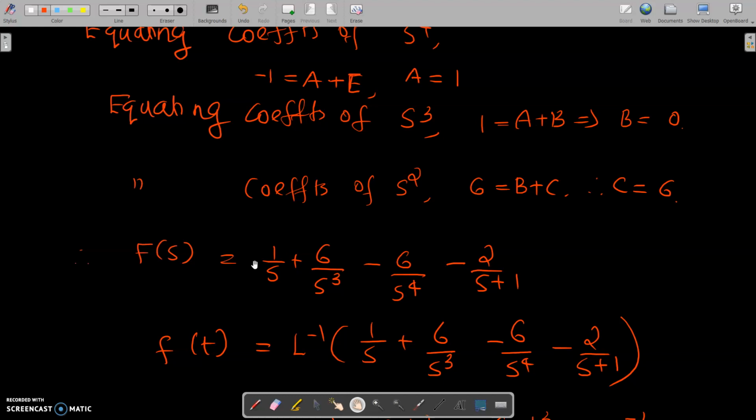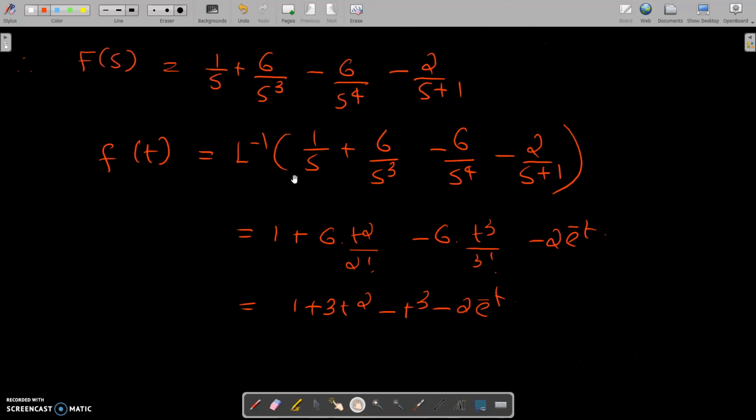അപ്പോൾ F of s എന്ത് വരും 1 by s plus 6 by s cube minus 6 by s raised to 4 minus 2 by s plus 1 വരുന്നു. അപ്പോൾ f of t is equal to L inverse of this function. So in total 1 plus 3t square minus t cube minus 2 e raised to minus t. This is the answer for this question. Okay.